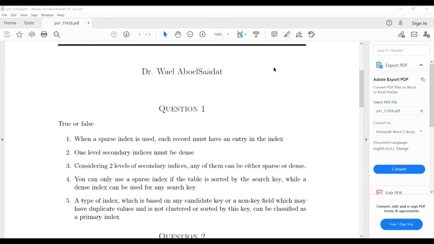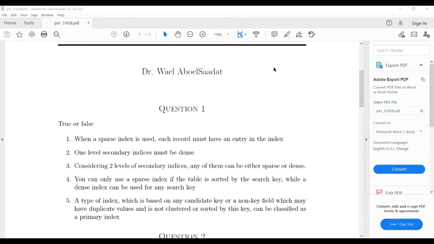Okay. The second one: one level of secondary indices must be dense. This is actually true. The third one: considering 2 levels of secondary indices, any of them can be either sparse or dense. No, false. Only the first level has to be dense in this case.